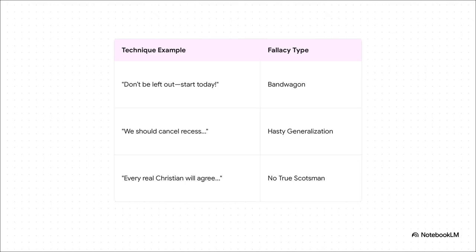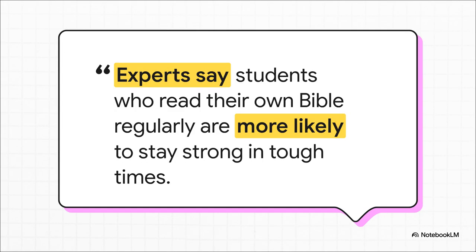So let's see if we can spot any of these in our ad. Okay, so if you look closely, the ad does throw in what's supposed to be a strong piece of evidence. It says, "experts say." See that? That's a classic appeal to authority. And it's a really common technique because, let's be honest, it works. It makes the claim feel super credible, like it's backed by real research.